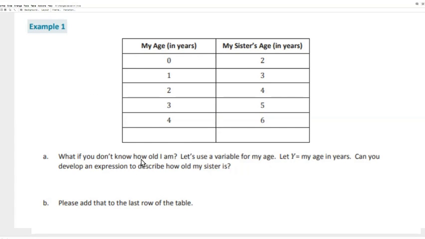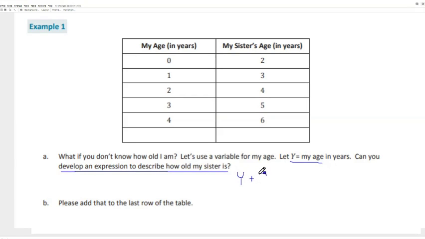It says, what if you don't know how old I am? Let's use a variable for my age. So let y, I used m in the previous example, let y equal my age in years. Can you develop an expression to describe how old my sister is? Yes, we can. If my age is y, can you develop an expression to describe my sister's age? Sure. It's my age plus 2.